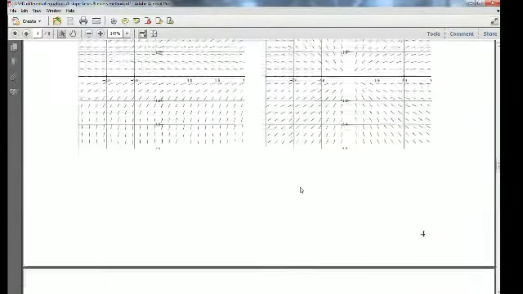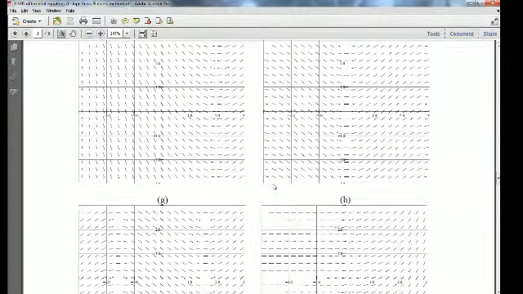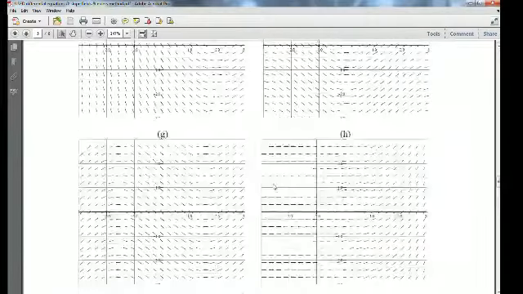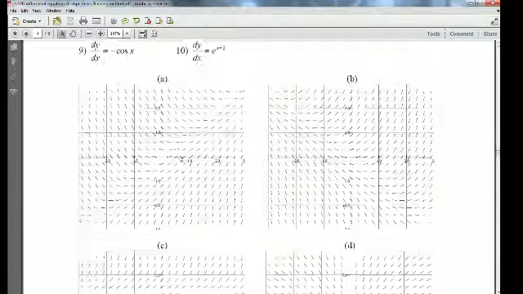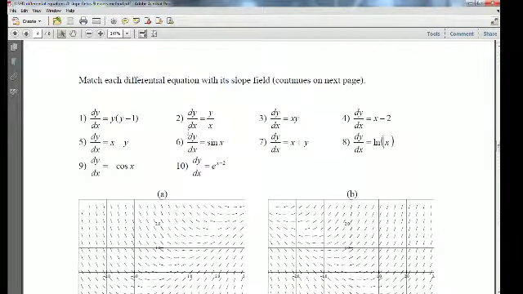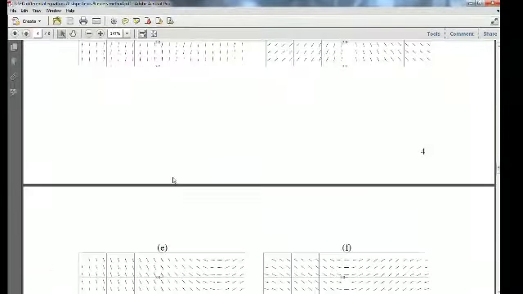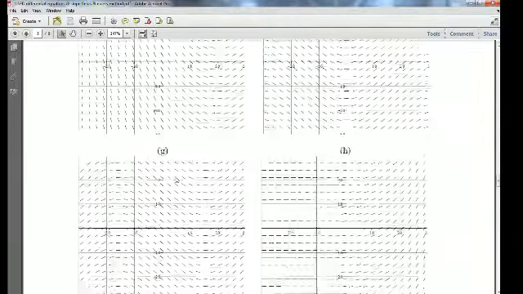Now take a look at this slope field right here. What shape is that? Sine or cosine, right? So which one would it possibly be up here? 6, probably, or 9. Be careful there, because you have to generate that slope field to match the right one. So be careful on sine, cosine, because it could be either. Just check it.